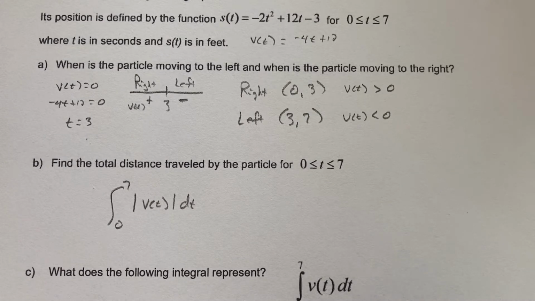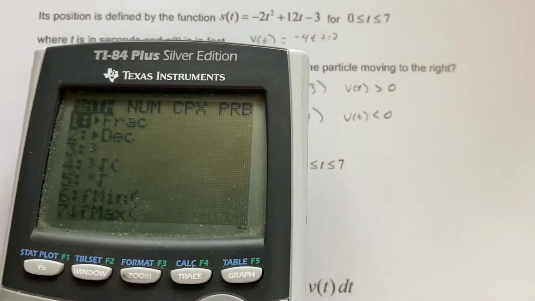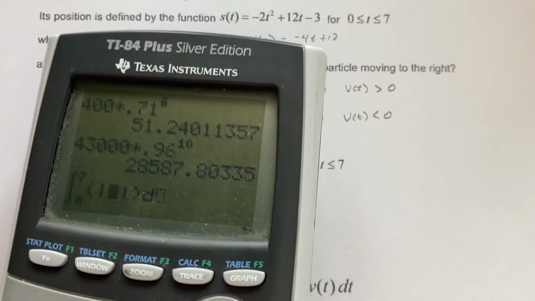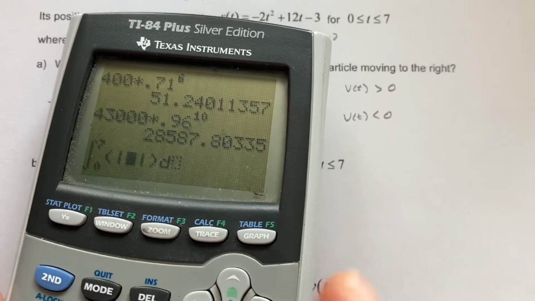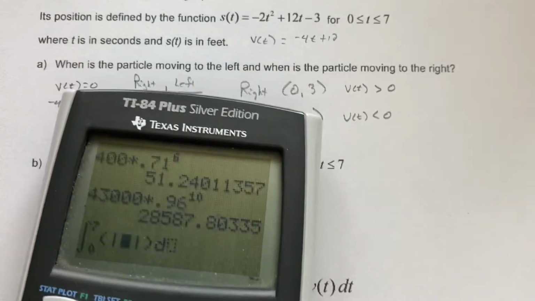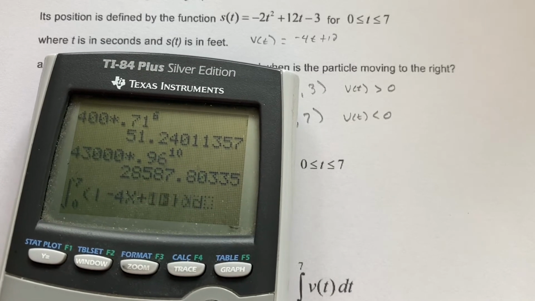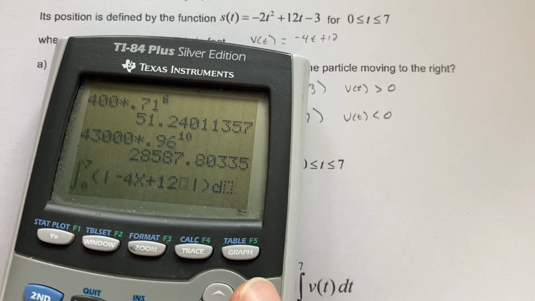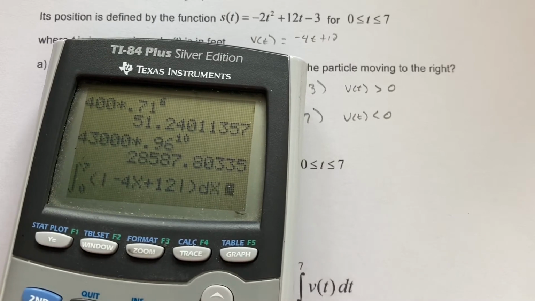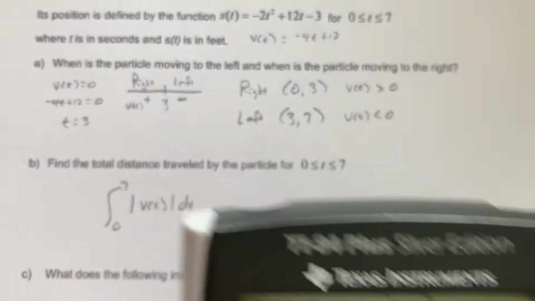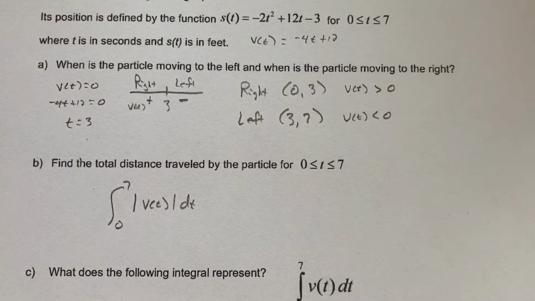So to do that, I do math 9 and get the integral. Then you slide over to the number and pick the absolute value. That pops up on your integral there. And then you can type in your velocity, which was negative 4x plus 12. So again, we're putting in the velocity, not the position function. All right, and hit enter. And I'm going to get an answer of 50 feet.